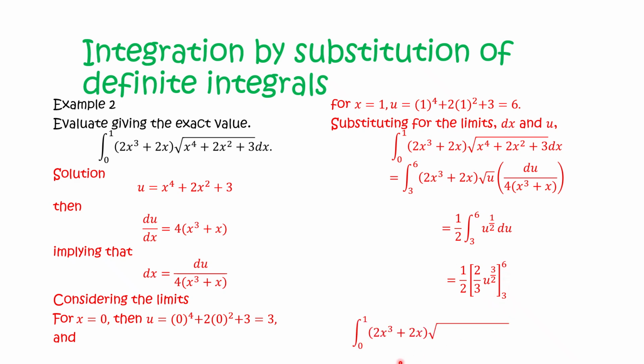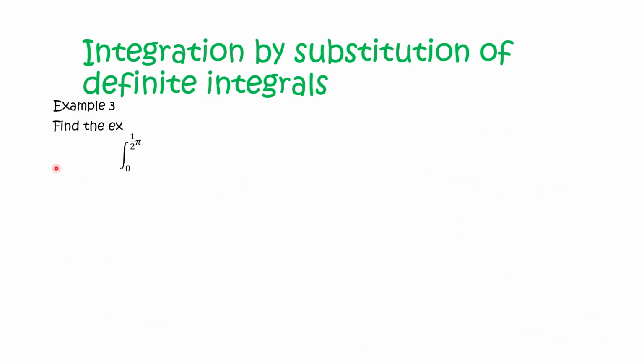Now with that, we are going to have our final answer as 1 over 3 times 6 to the 3 over 2 minus 3 to the 3 over 2. We are keeping our answer as that because we want the exact value. If we try to simplify this further, we are going to have values that are not very exact, so we'd rather keep it like that. Let's move on to the next example.